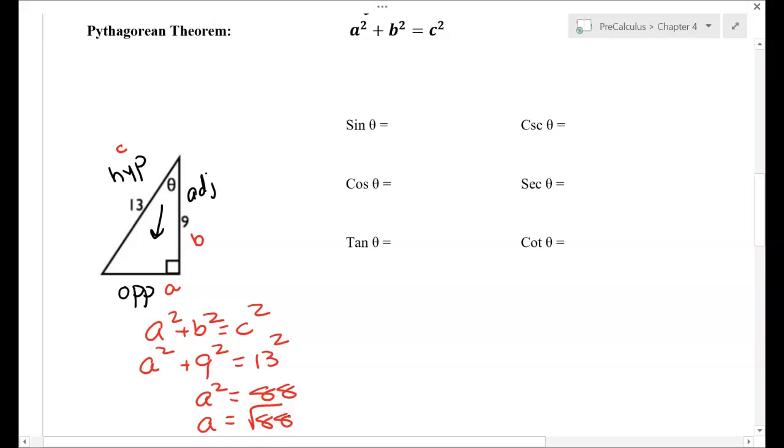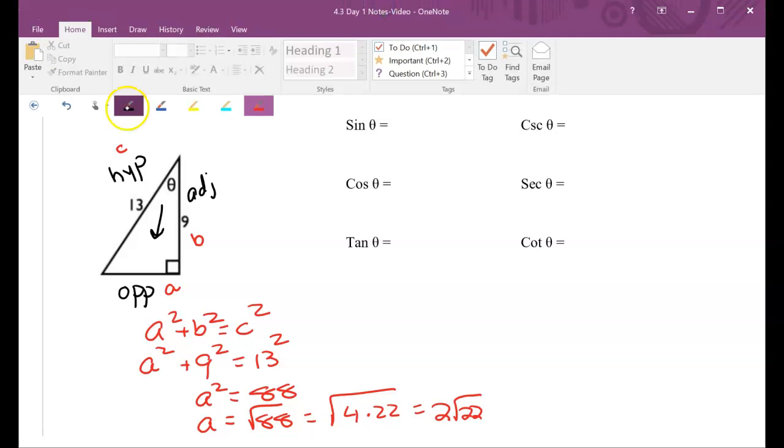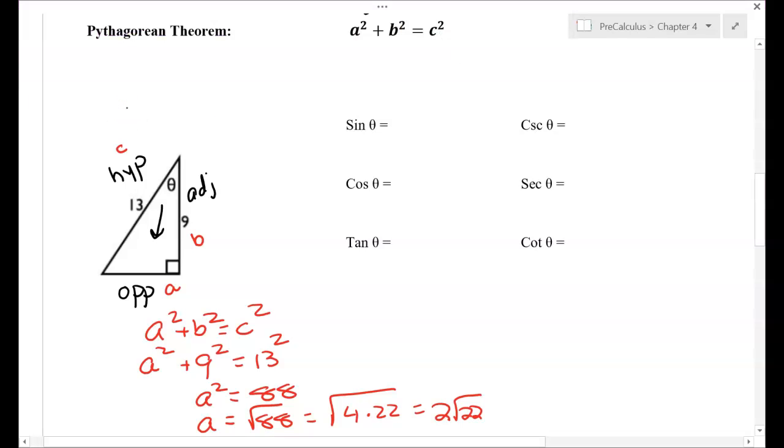But don't leave it like that. There is a perfect square under the radical. This is the square root of 4 times 22. So I can pull that 4 out. And when I pull it out, I have to square root it. So that gives me 2, which is the square root of 4, times the square root of 22. That 22 is not a perfect square. I can't pull it out, so it's stuck under the radical. So now I know that my opposite side is 2 square root of 22.